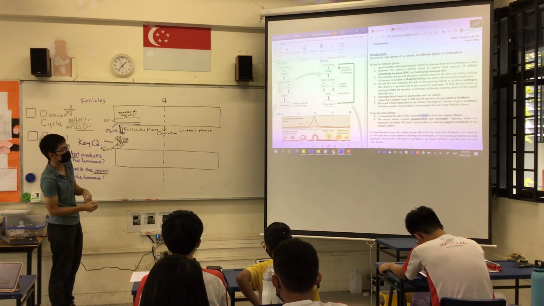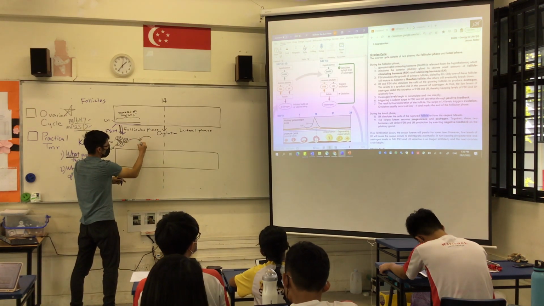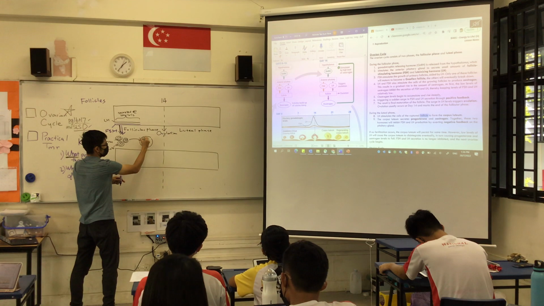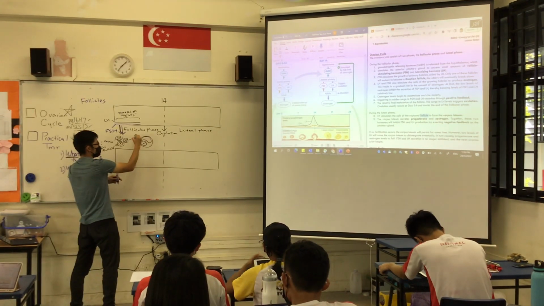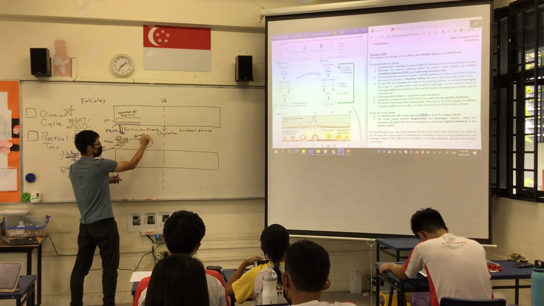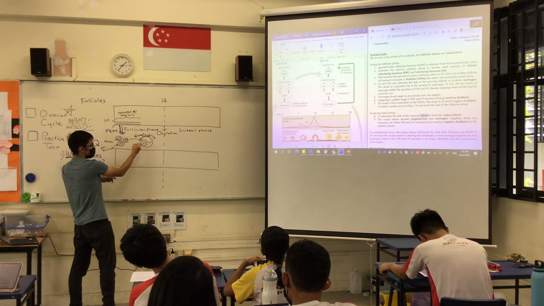But, as the sentence says, only one of them will mature to this bigger follicle that you see in your textbook. This bigger follicle is called the Graafian follicle. The rest will break down.